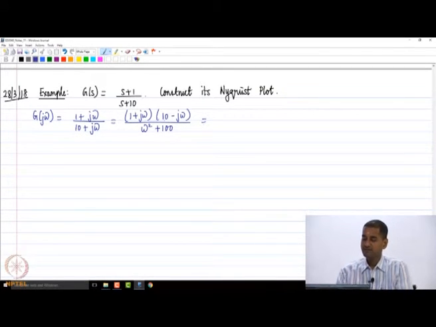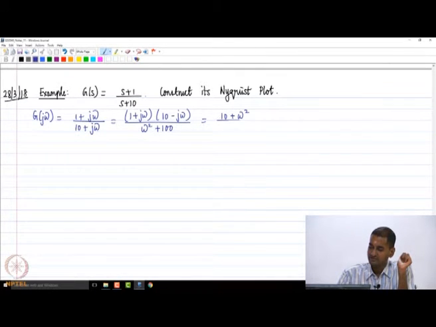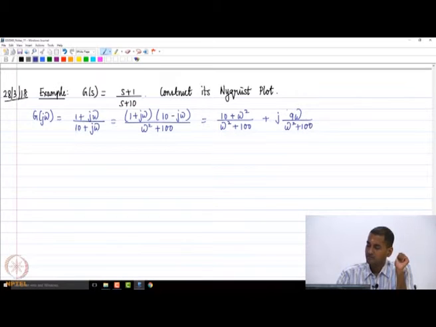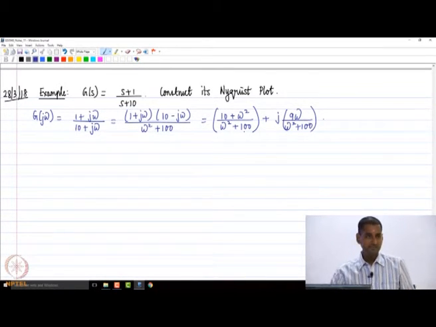If I now multiply and simplify this, what am I going to get in the numerator? I will get 10 plus omega square divided by omega square plus 100, and what will be the imaginary part? It will be j times 9 omega divided by omega square plus 100, right? So that's what we will have, correct?